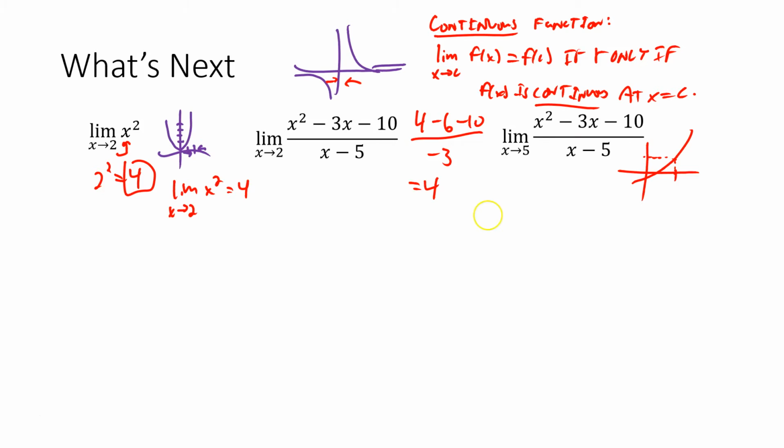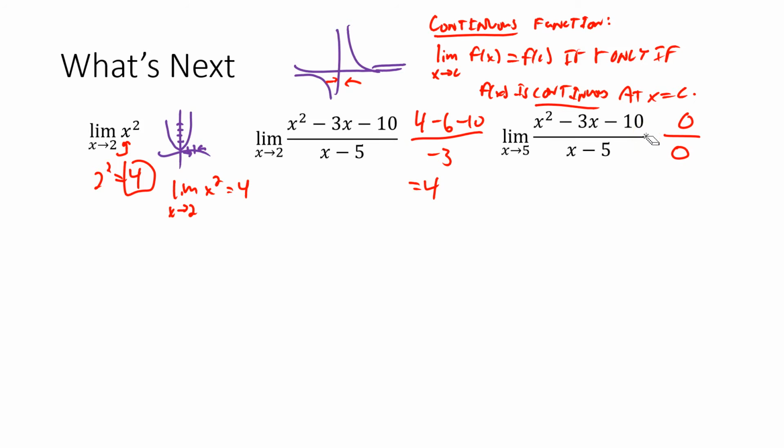So let's take a look at this last part here. So same function, but this time let's see what value we're asking for. So it looks like we're asking for the value of 5. If you plug in 5 on the top, you get 25 minus 15 minus 10, which is 0. And on the bottom, you also get 0. Well, that's an issue because we don't like dividing by 0. So what we have to do is a little bit more work and see if we can make this a little bit different.